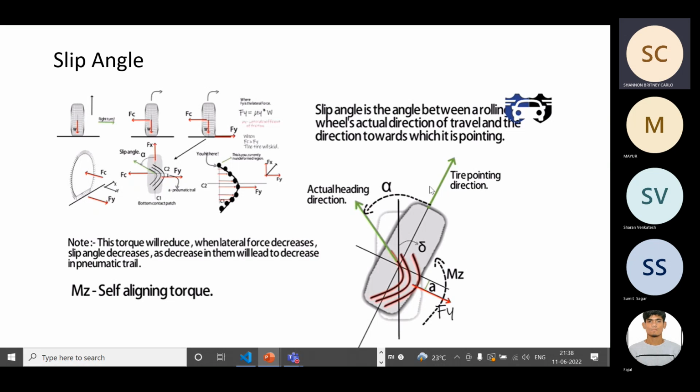So here what happens is, this is the tire pointing direction and this is the actual direction, because of these two forces, this is the direction. Now I told you that this force is not acting exactly at the center, it is acting at a distance of A. So this is a line passing through the center of gravity. So this force will try to produce a torque in this direction. It is called Mz, which is nothing but the self-aligning torque. It will try to align the tire in the original position. So this is Mz.